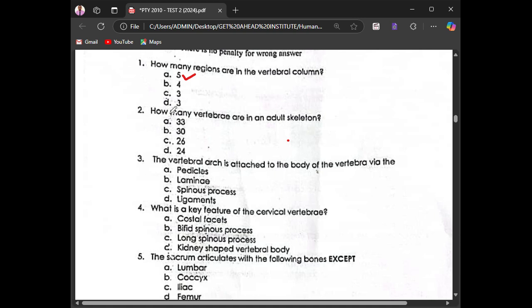We go to question 2. How many vertebrae are in an adult skeleton? A is showing 33, B is showing 30, C is showing 26, D is showing 24. What are we going with here?